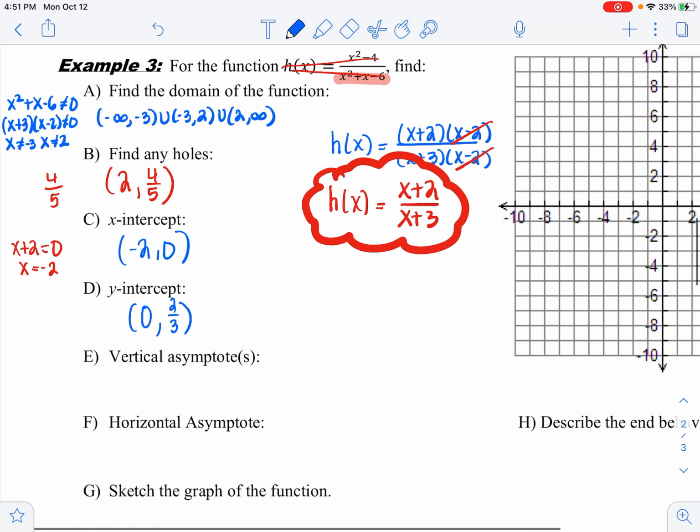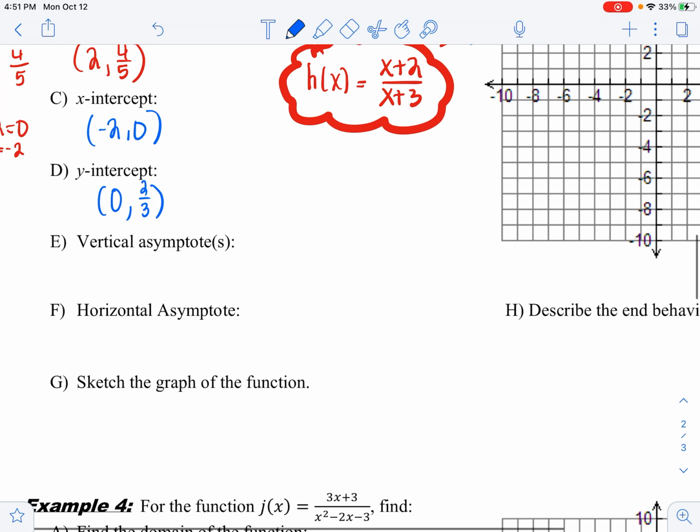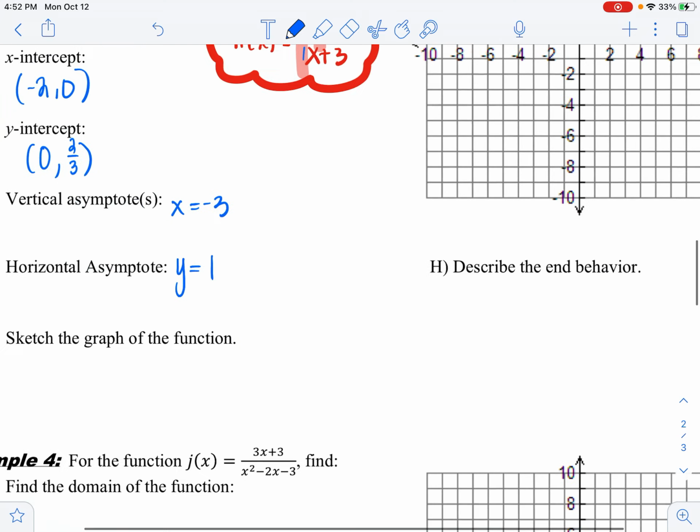Next is vertical asymptotes. Set your denominator equal to 0 and solve. Notice I don't even have the original equation in my sight right now. I'm looking at the one that I simplified. So my vertical asymptote, denominator equal to 0, I get x equals -3. Horizontal asymptote, compare the degrees. The degrees are the same, so it's a ratio of the leading coefficients. The coefficients are 1 and 1. So y equals 1/1, which is 1.